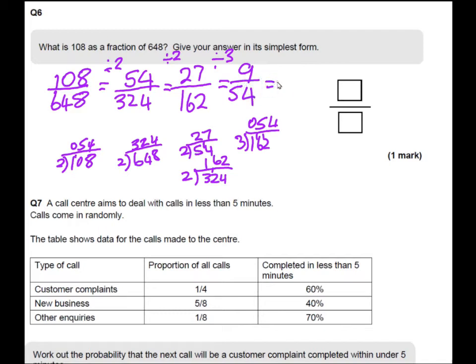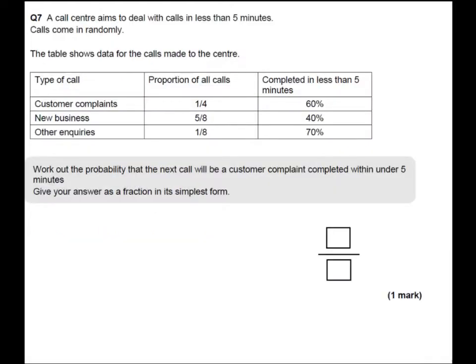Now at this stage, you're starting to recognize numbers from your times tables. So I know 9 goes into 9 once, and I know 9 goes into 54 6 times. So if I divide by 9 this time, I get 1 over 6. So that speeds our process up a bit because I've recognized 54 being divisible by 9. So our answer for 1 mark is 1/6.